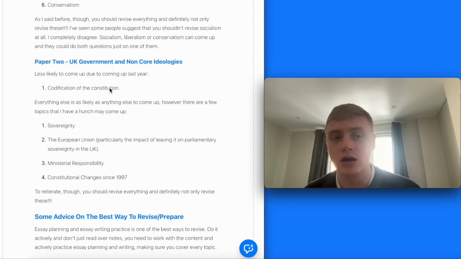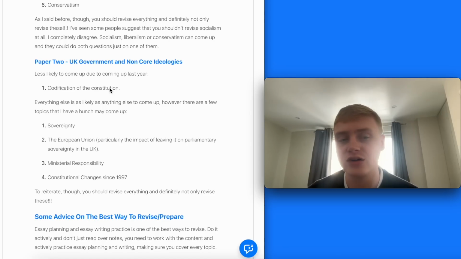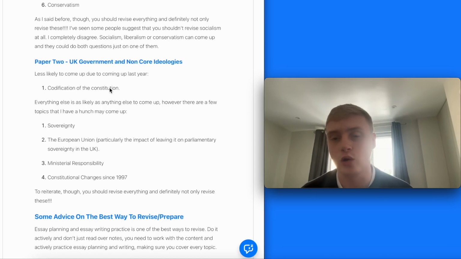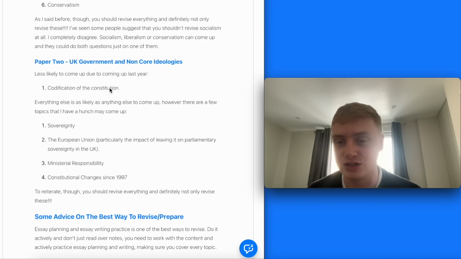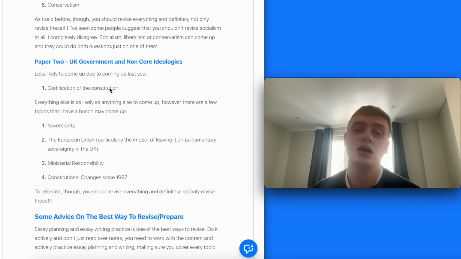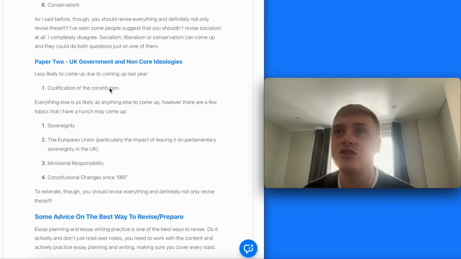So I think sovereignty is quite a likely question, and that could be combined with the European Union or be a question on the European Union on its own. So the key type of question you're likely to get on the European Union is the impact of leaving the EU on parliamentary sovereignty in the UK. So you could get something like, evaluate the view that leaving the European Union did not significantly increase parliamentary sovereignty.